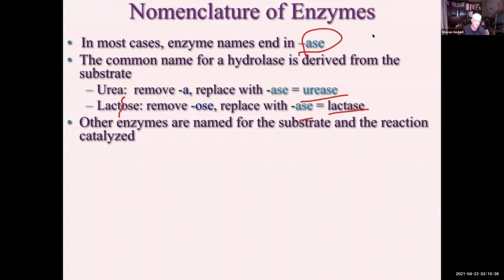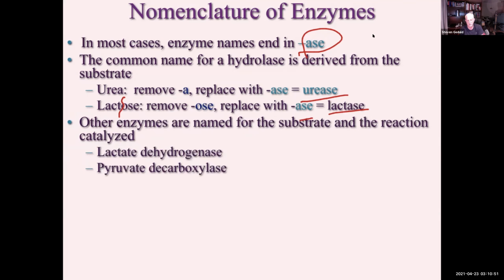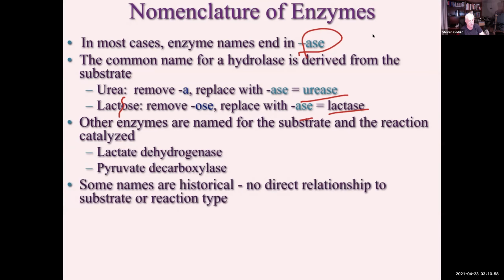Other enzymes are named for the substrate and the reaction catalyzed. Lactate dehydrogenase. Okay. Pyruvate decarboxylase. Takes out a carboxylic acid group on pyruvate. Some names are historical. There's no direct relationship to a substrate or any kind of reaction type. It's just what we call them. Catalase is one. Pepsin. It's just what they've been called over time.